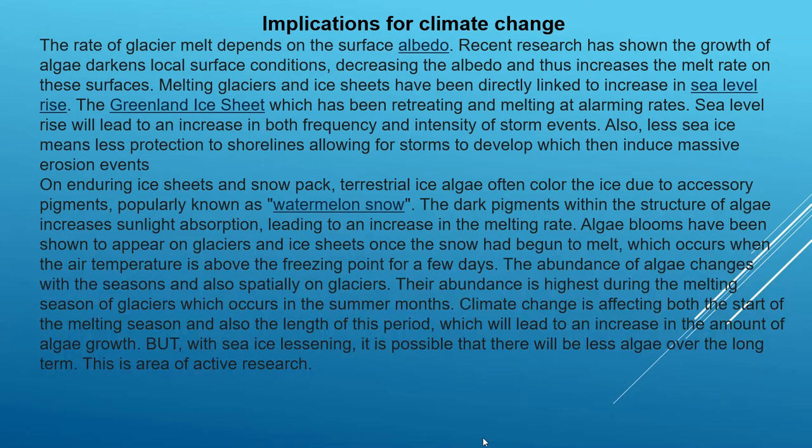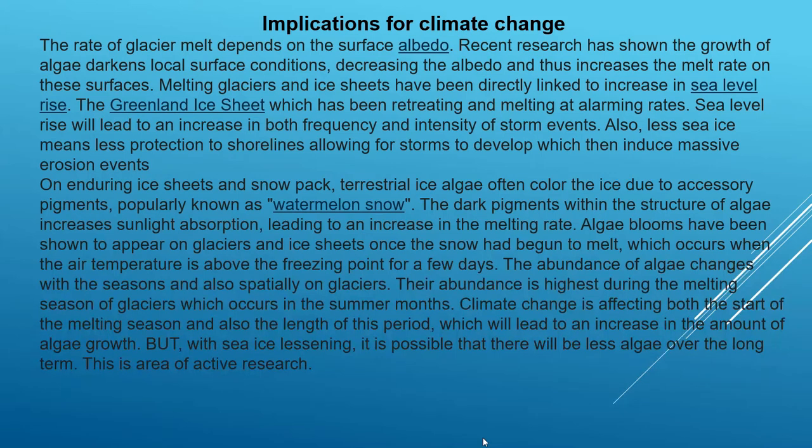On enduring ice sheets and snowpack, terrestrial ice algae often color the ice due to accessory pigments, popularly known as watermelon snow. The dark pigments within the structure of algae increase sunlight absorption, leading to an increase in the melting rate. Algal blooms have been shown to appear on glaciers and ice sheets once the snow has begun to melt, which occurs when the air temperature is above the freezing point for a few days.